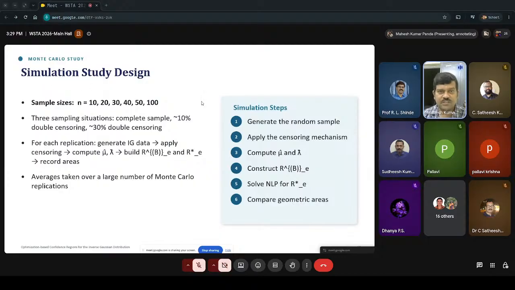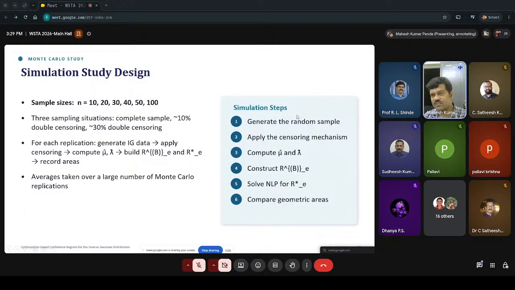Okay, so this is the simulation study design, where we have considered different sample sizes 10, 20, 30, 40, 50, and 100. We have considered three different situations: complete samples, then 10% double censoring, and 30% double censoring. For each replication, we generate the inverse Gaussian data, apply the censoring scheme, compute the estimates of mu and lambda, and get the balanced region as well as the optimal region. And then let us compare this.